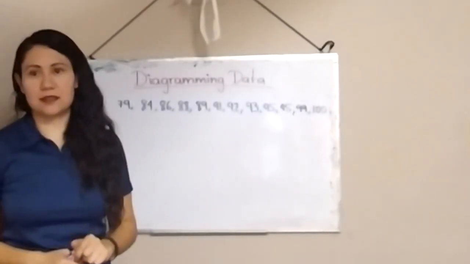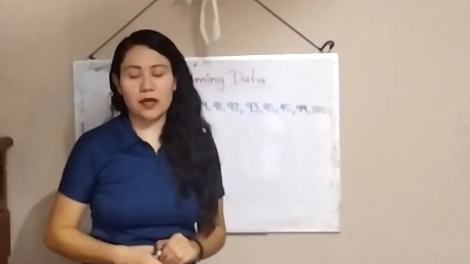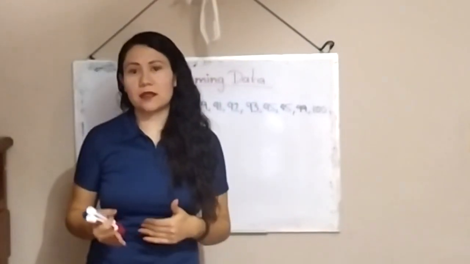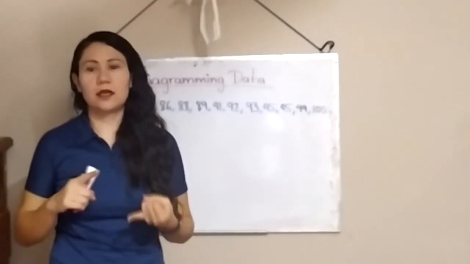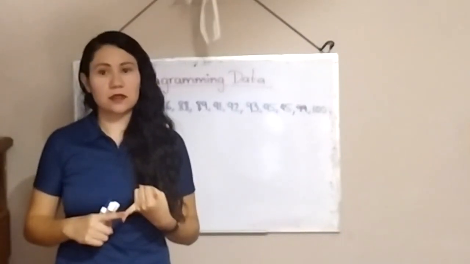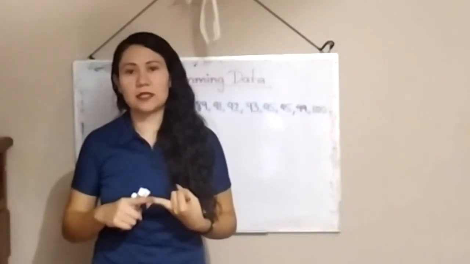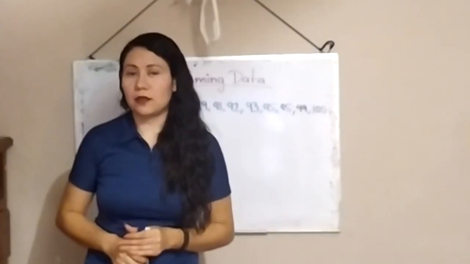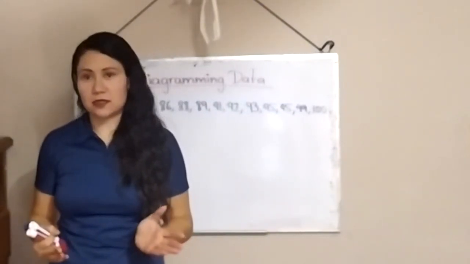Diagramming Data class. For these classes, we have been looking at how to analyze data in different ways. Today, we are going to be analyzing data using the box and whisker diagram and the stem and leaf diagrams. First, we will start by defining what a quartile is.